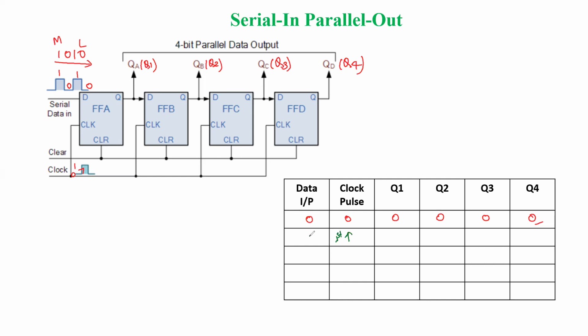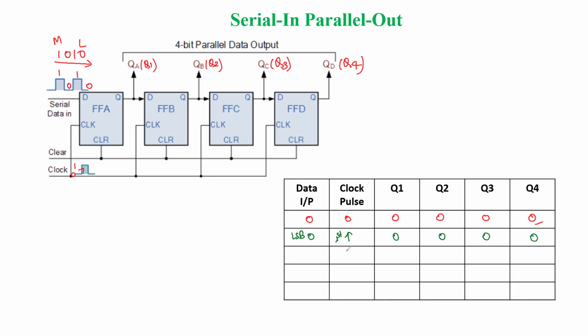When the first clock pulse is applied here, our LSB bit is available. This LSB bit will be available at Q1 since we know that it is a D flip-flop and a D flip-flop is a transparent flip-flop. The output of Q2 remains 0, as do Q3 and Q4. So in parallel we are able to obtain the output, but all data bits will not get output at the same time.